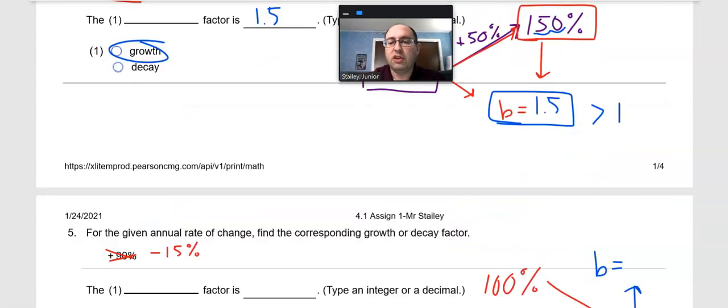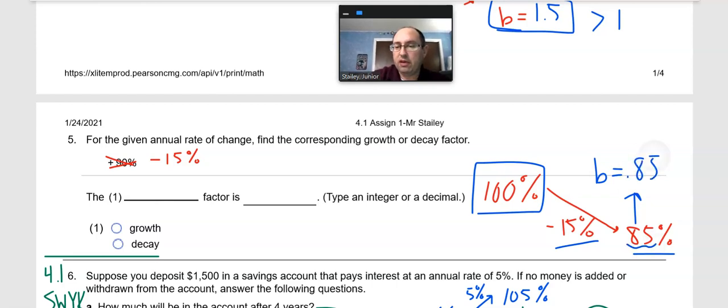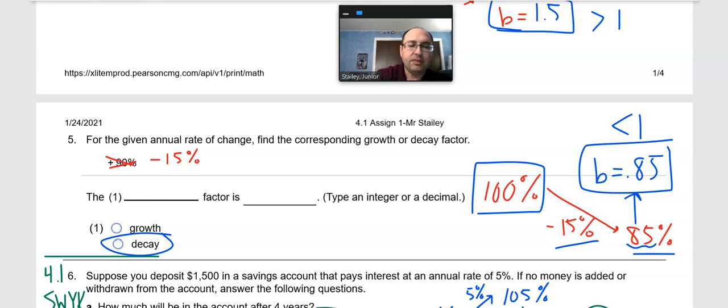Okay, let's look at the next example. Suppose we were losing 15%. You'll notice that I changed it. If we're losing 15%, we're going from 100% down 15% to 85%. Well, remember, move the decimal place over. That would give me 0.85. And remember how we talked about if that number is less than 1, then we're talking about decay. The decay factor is 0.85.